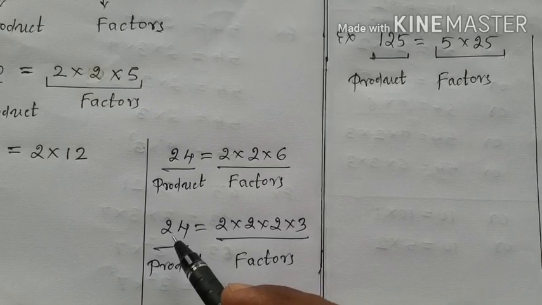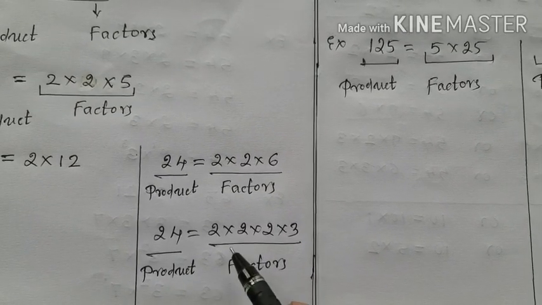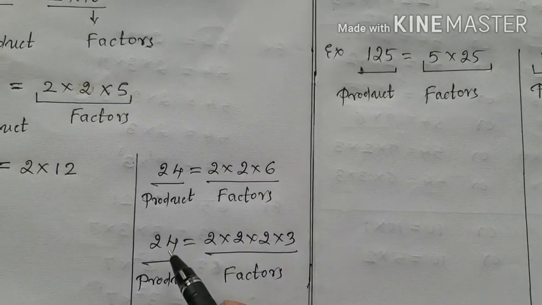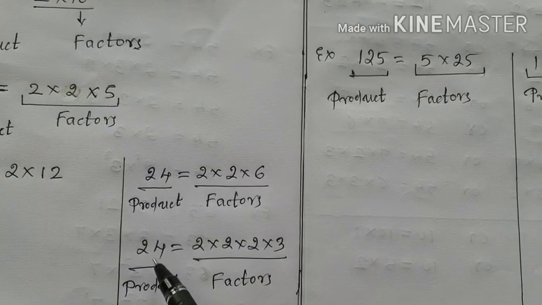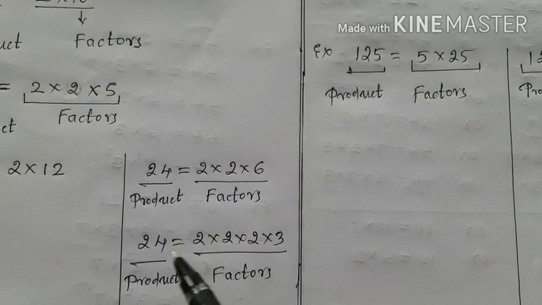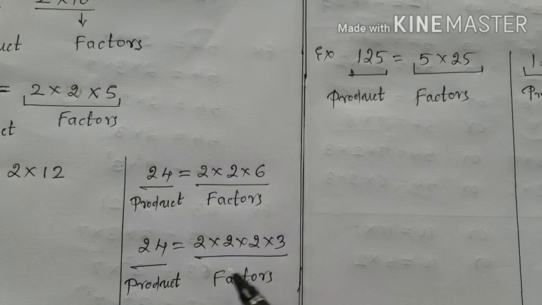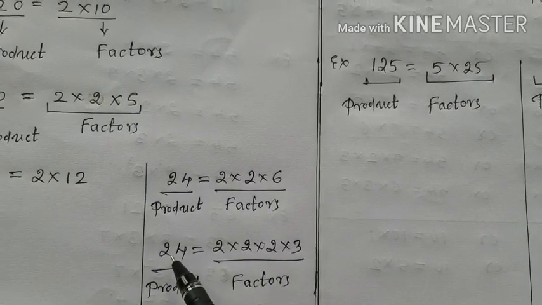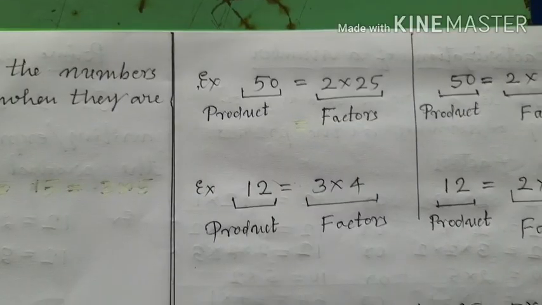Therefore, children, here the numbers are multiplied to get the product. Therefore, the numbers which are multiplied to get the product are called factors of that product.